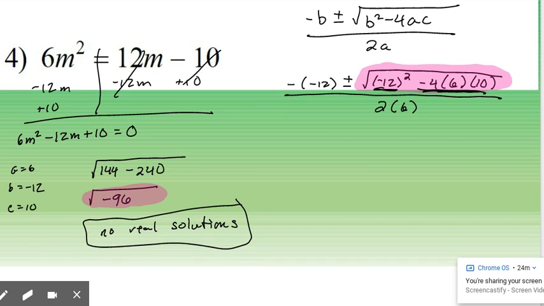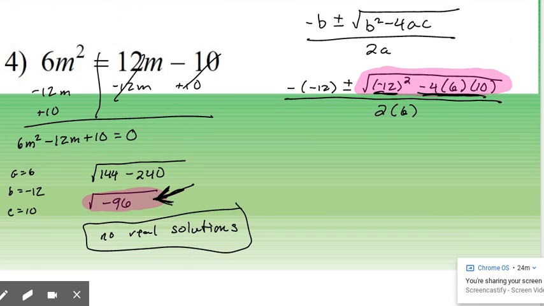You do not go any further. If this number ends up being a negative, your discriminant, you don't have any solutions. You don't need to keep going. Okay? So that's the one time that it becomes very important that we are doing that discriminant.